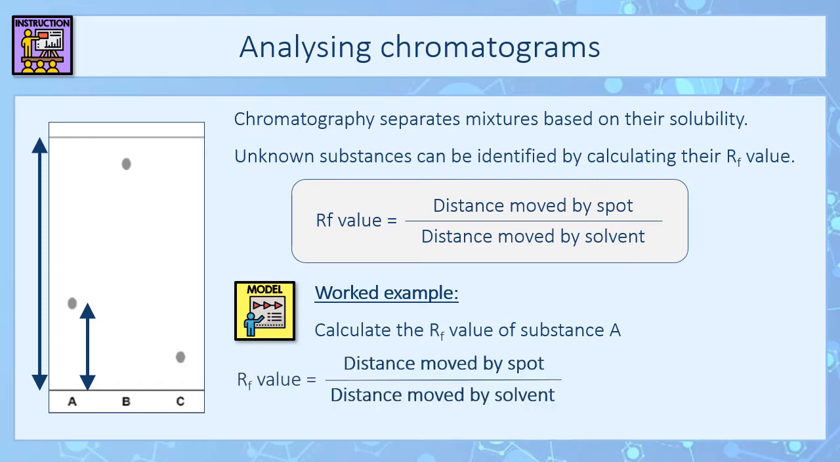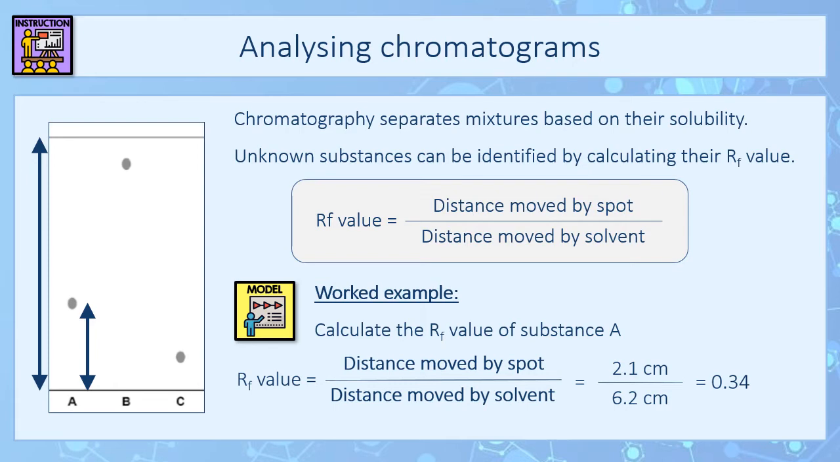I know this is my formula. The RF value is the distance moved by the spot divided by the distance moved by the solvent. And I just measure those two quantities from the arrows I've just drawn on my diagram. The distance moved by the spot when I measured that arrow is 2.1 centimetres, and the distance moved by the solvent is 6.2 centimetres. I pop those numbers into my calculator, I get an answer of 0.34.